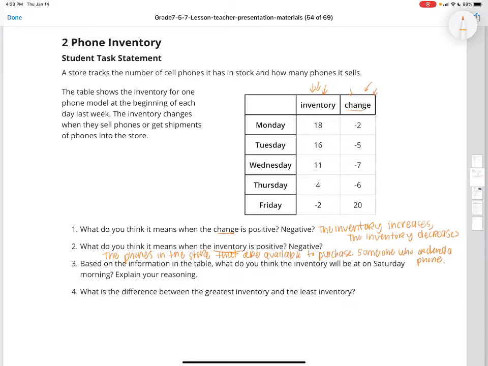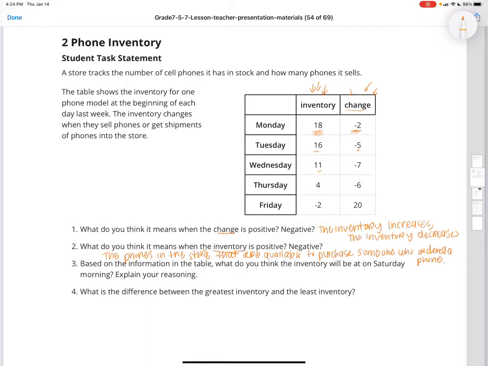Okay. So it says, based on the information in the table, what do you think the inventory would be on Saturday? Explain your reasoning. All right, so now let's do a table study. I noticed that the inventory was 18 on Monday, and then it had a -2 change, so on Tuesday they started off with 16. Then the change went to -5, and on Wednesday it started off at 11. Then the change was -7, and then it went to Thursday, which was 4, then -6, then it went to -2, 20.